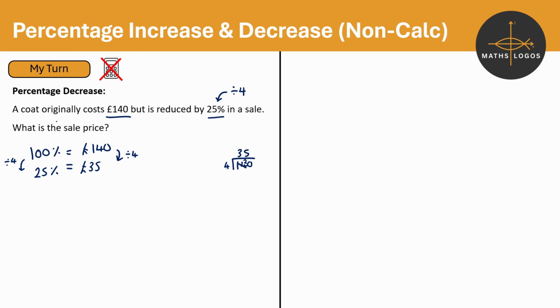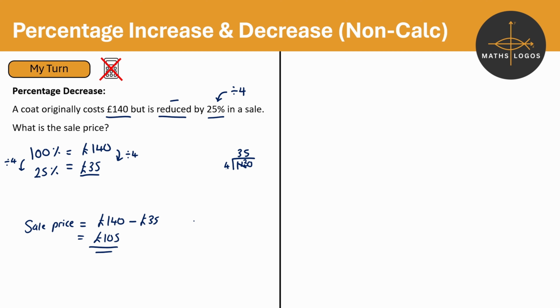Then we just interpret the context of the question. Well, the coat originally cost this, but is reduced. So of course, we're going to be subtracting some number from the 140. It's reduced by 25%, so we're going to subtract £35 from 140. We'll say the sale price is equal to the original cost of the coat, that's the 140, take away the £35, and that's equal to £105.